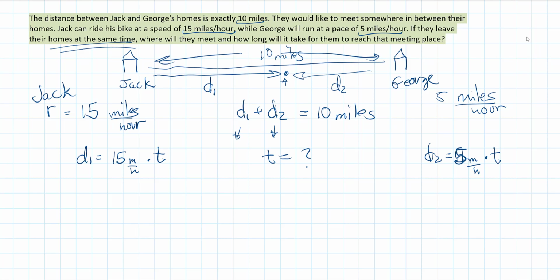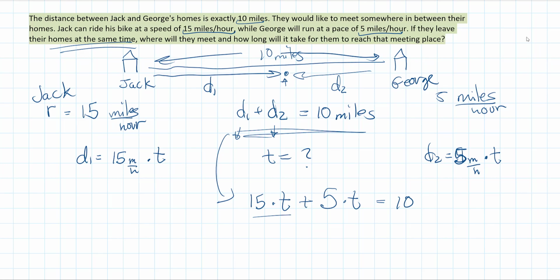So we can use that to solve this first equation here for D1 and D2, right? So let's write out this equation in terms of what we know about D1. So we have D1 is just 15 miles per hour times t, plus D2, which is 5 miles per hour times t. That will equal 10 miles, right? Because D1 and D2 here equals 10 miles. They will be meeting somewhere along the line between their two homes.